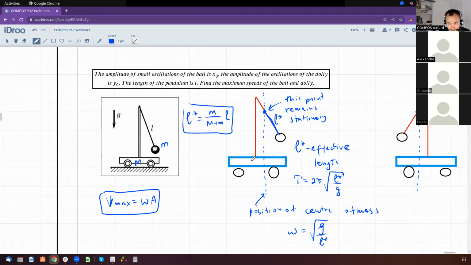Is that clear? I'm not doing the whole problem. I'm just showing you how to do it. And there is a problem like this in the assignment.